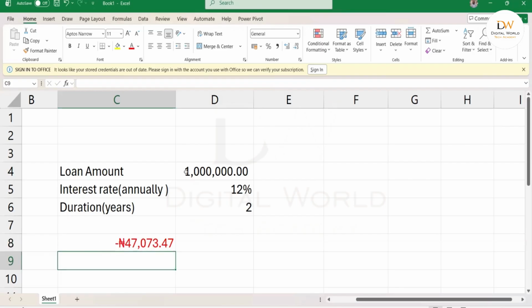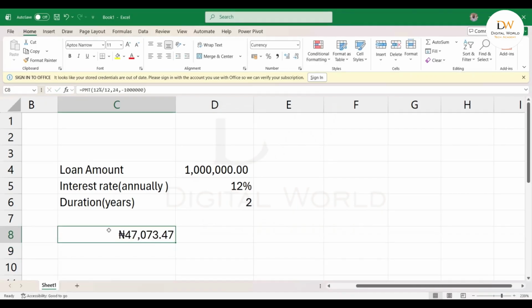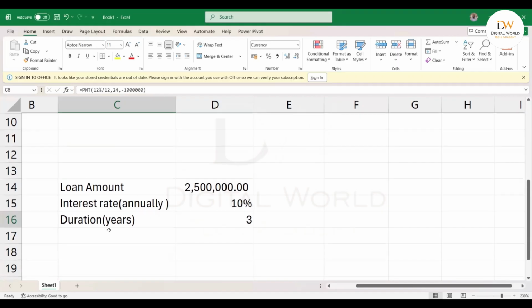So for us to make sure this is in positive form, what we can do is come here, write in our loan amount and put a negative sign there and press enter. Then we have it as a positive value, right? So this means John will pay about 47,073 naira 47 kobo every month for 2 years, right? Now let's go on to the other example.